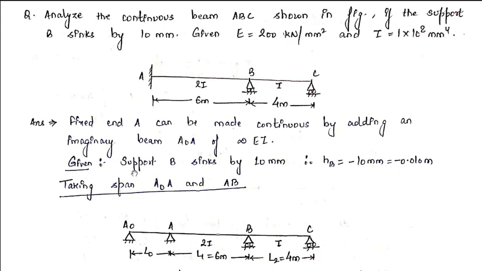Now we are given that the support B sinks by 10 mm. If the settlement takes place in the downward direction, we will take the value of HB as minus. And if the height of any support that we are taking with respect to another support is in the upward direction, we will take that term as positive. We will see this in the numerical problem ahead, but let us just continue with this.